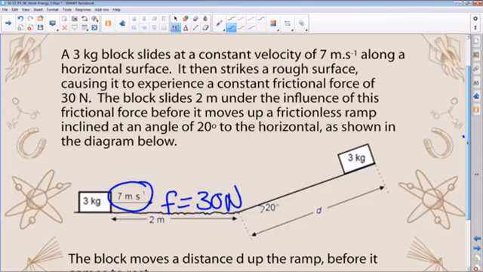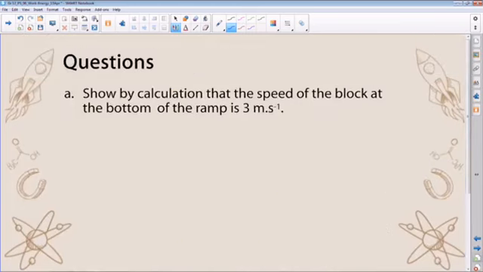They are asking you to prove that it becomes 3 meters per second when it gets to the end of that. You cannot assume it gets to 3. I have to prove it. So we look at them and we go, well, actually, the only force acting on the object for these 2 meters is friction. So there is a change in velocity, which means there is a change in kinetic energy. So I can use the fact that W net equals change in kinetic energy.